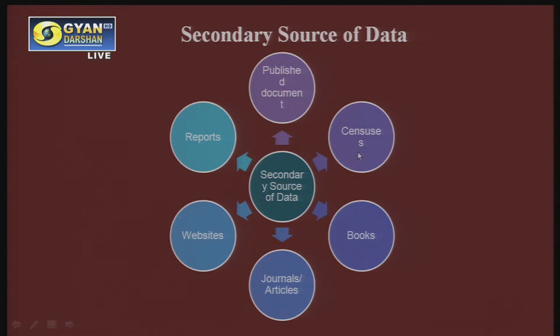Then census data. The different censuses that we do, their reports are also available. We can say that that is also a secondary source of data. Then books we are using for our study, for our research. Then journals and articles we also use as a reference for our research.